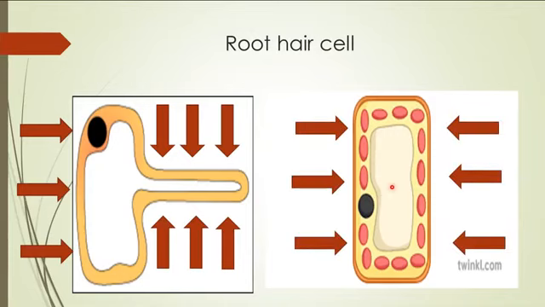This cell is also absorbing water from all the sides. Can you count the arrows for me? 6 arrows. Now you can say which root cell is absorbing more water and why. Think about it and write your answer. The root hair cell is receiving more water because it has a large surface area to come in contact with the water.